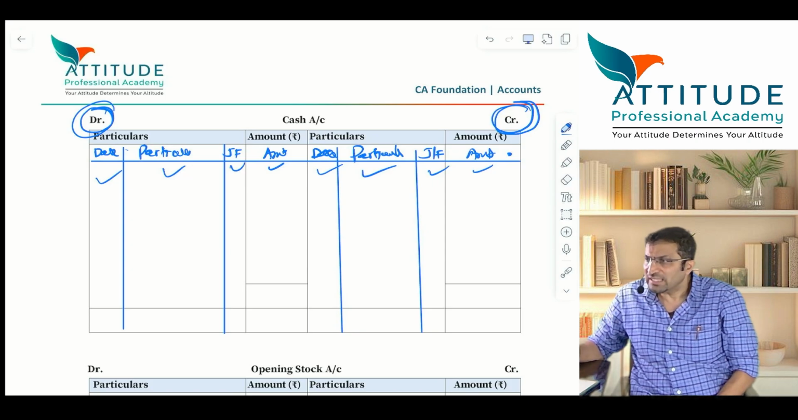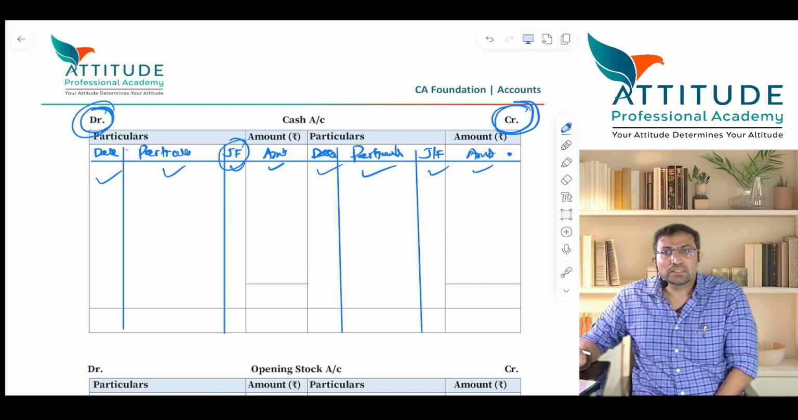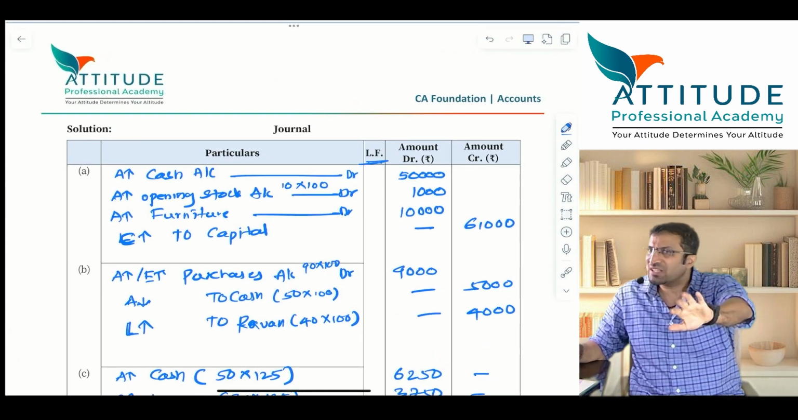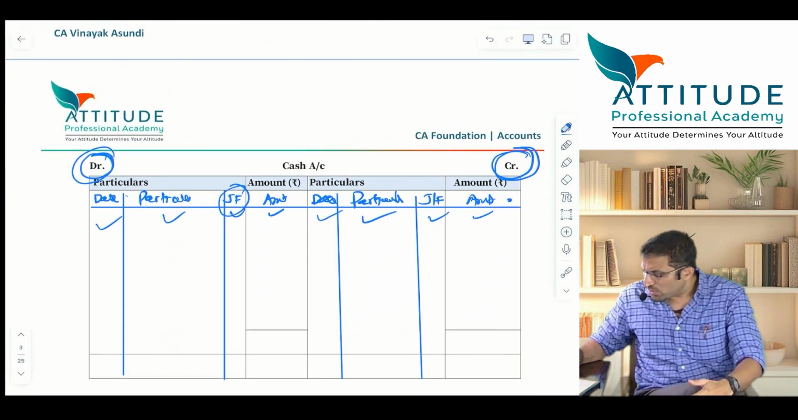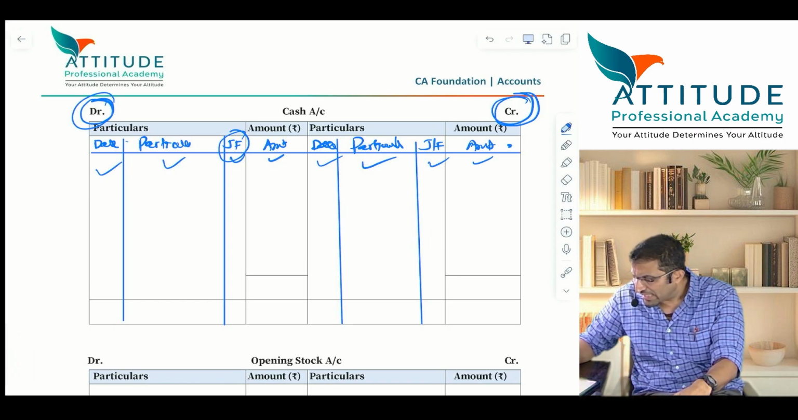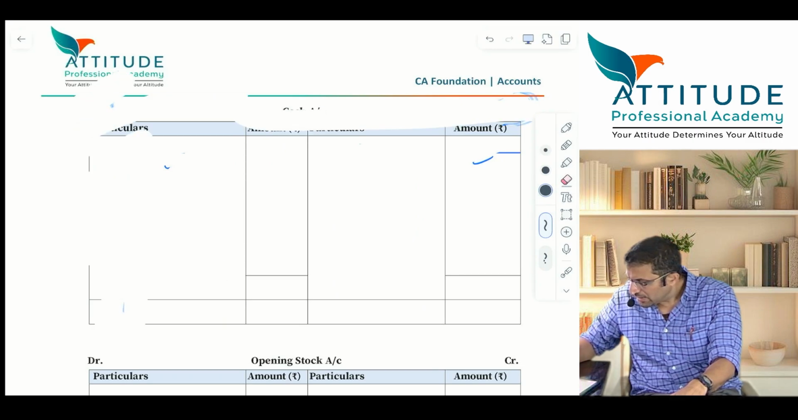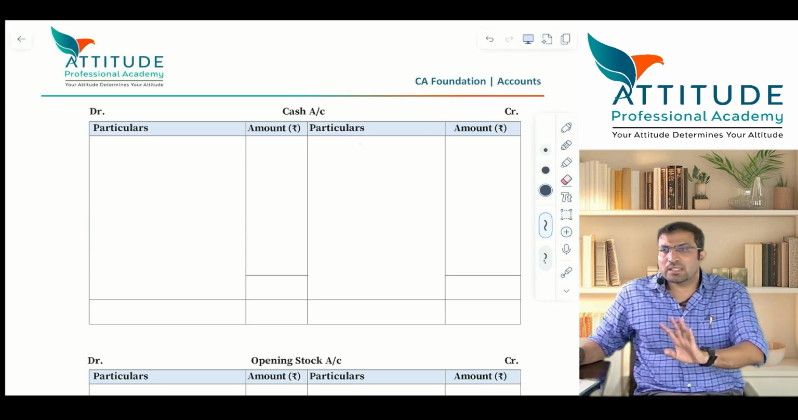Understood? Clear? Now, for your purpose, I have not taken the date column and journal folio also. Similarly, you have LF and JF. What is the importance? I'll tell you later on. Right now, we will not take that. Up till here, any difficulty? So what you have to do: you need not put the dates and all. You have to only take this, 2 parts. Okay? Now, cash account.